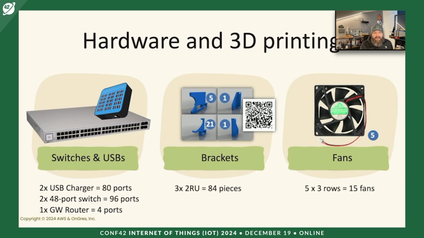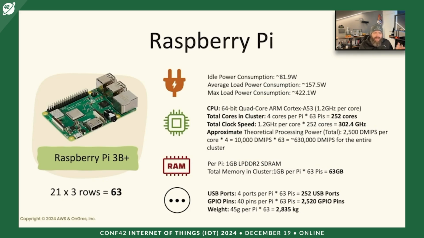Let's take an overall view of the whole specs that we have. Each Raspberry Pi is a 3B Plus. We have 63 CPUs, each a 64-bit quad-core ARM with 1.2 gigahertz per core. We have 250 cores, and a clock speed of 302.4 gigahertz. Each Raspberry Pi card has 1 gig, for a total of 63 gigs in this one, and then a bunch of multiple ports that many of them were not used here.